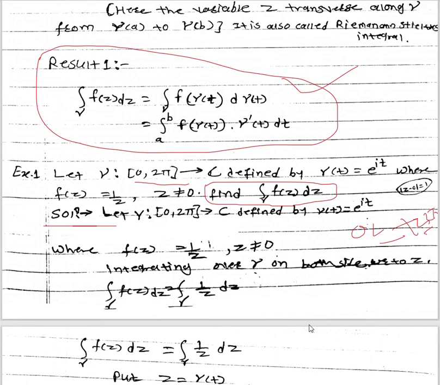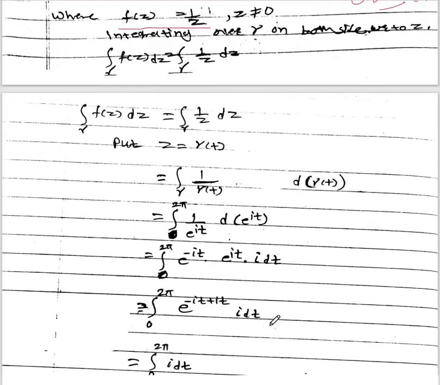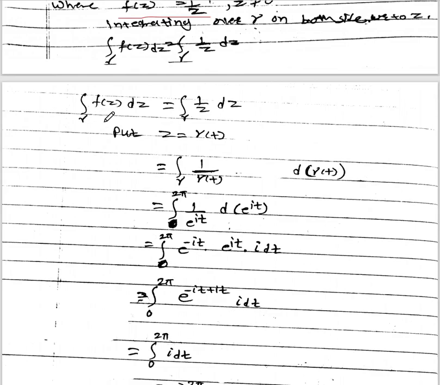Now we will take the integration on both sides over the curve gamma with respect to z. So the integral over gamma of f of z dz equals the integral over gamma of 1 upon z dz, as it is.